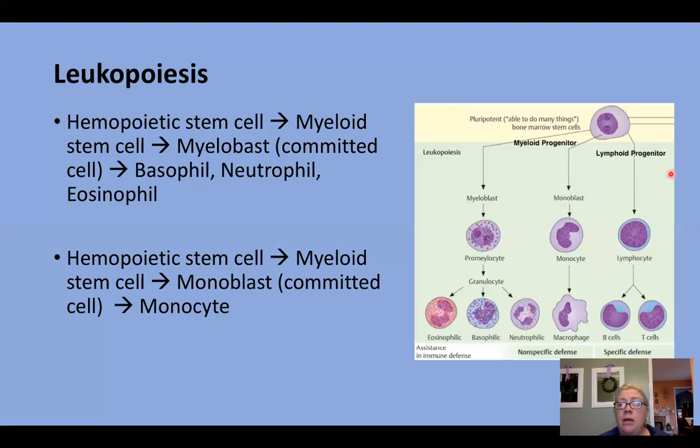The 4th one is going to be the monocyte. Again, we're going to start off with that hemopoietic stem cell. The hemopoietic stem cell is going to form the myeloid stem cell. That myeloid stem cell is then going to become the committed cell, the monoblast. And then that monoblast is going to form the mature cell, the monocyte. Now, here in this picture, it's listed that the monocyte becomes a macrophage, and that's because when the monocyte is doing its work as a white blood cell, it actually becomes a macrophage, but it moves in circulation as a cell that's known as the monocyte.